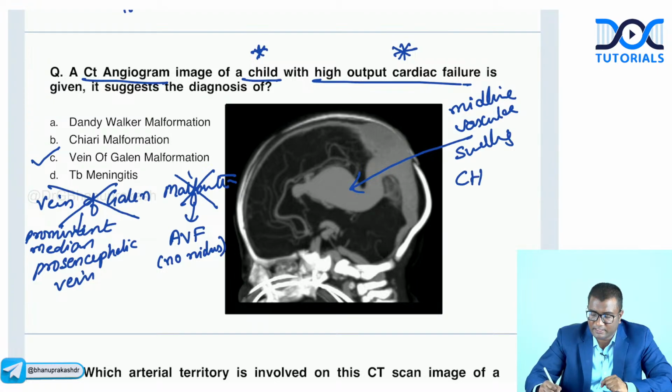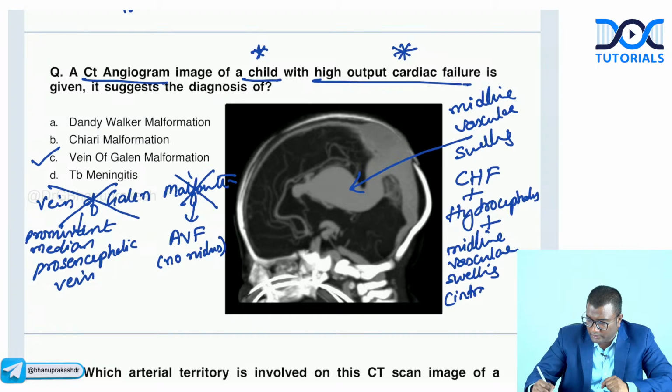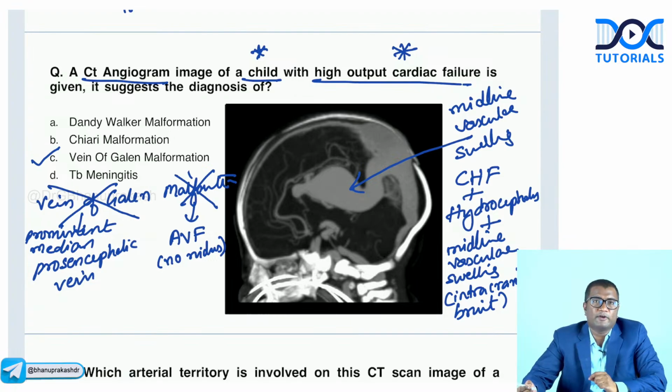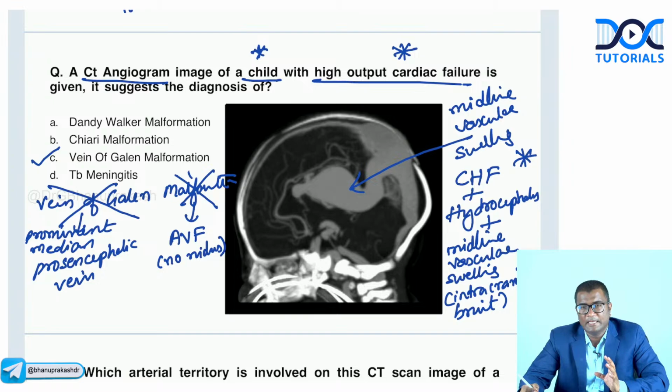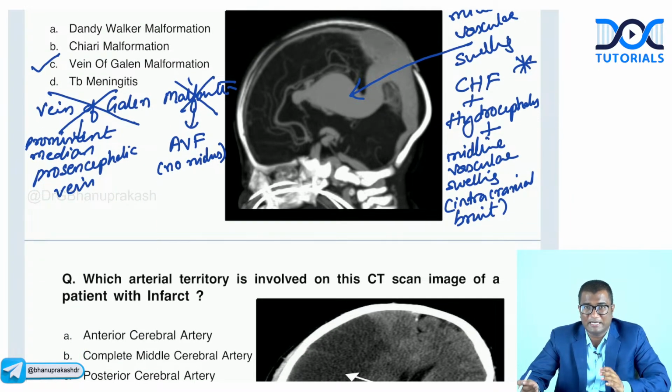You have three things. You have congestive heart failure, you have hydrocephalus, you have brain problem, you have heart problem, and you have a midline vascular swelling, giving that intracranial bruit, the vascular noise on auscultation. So this is vein of Galen malformation. This is the classic triad: congestive heart failure, a midline vascular swelling, and hydrocephalus because of compression of the CSF flow, and there will be an intracranial bruit. Remember, it is a misnomer. It is not vein of Galen.